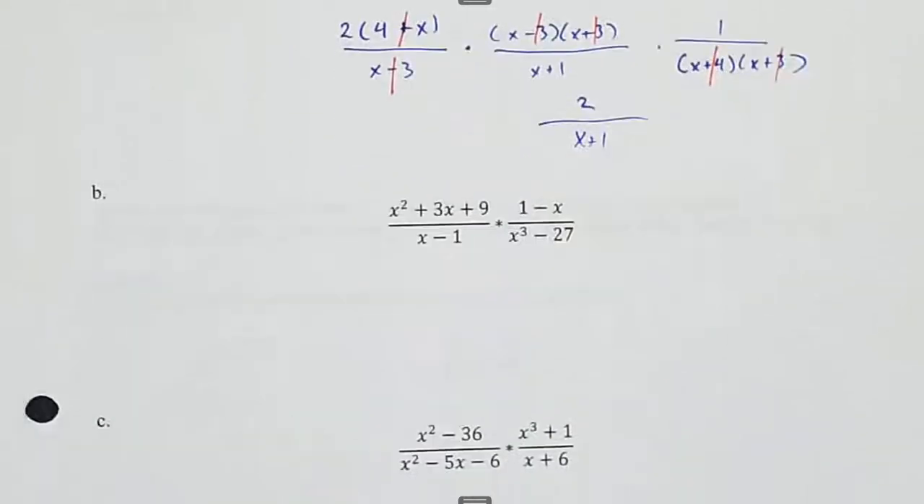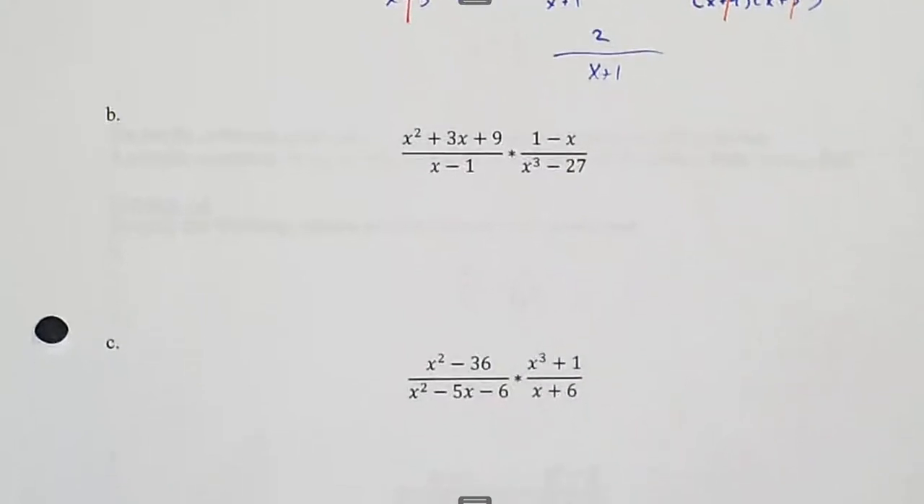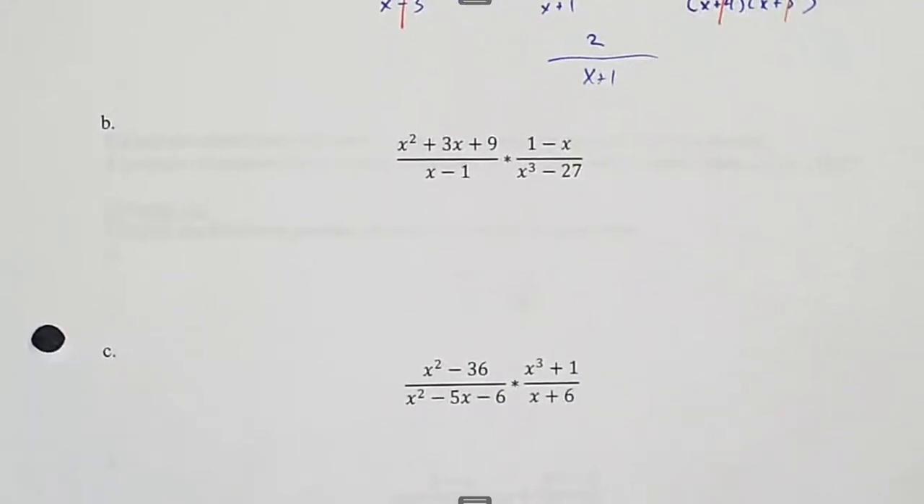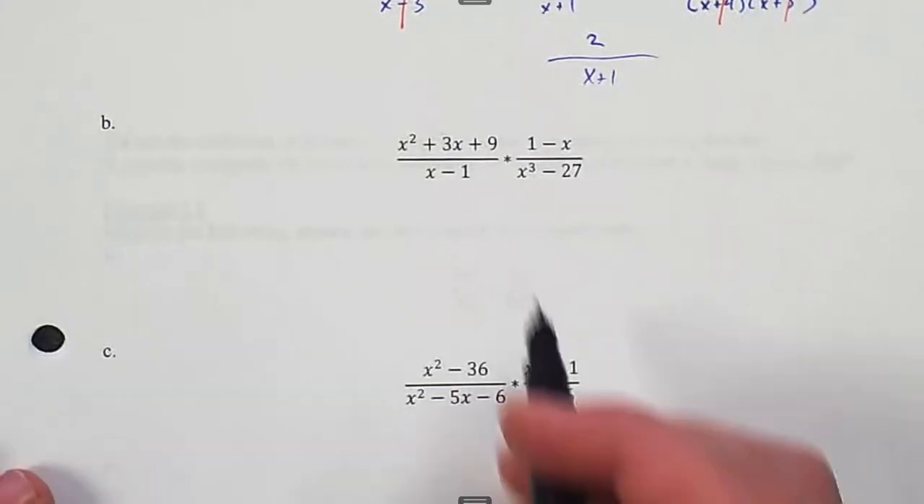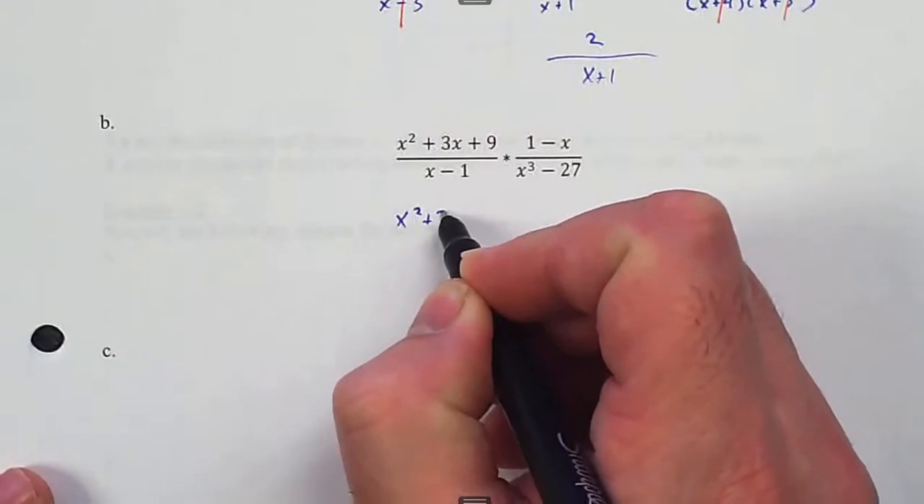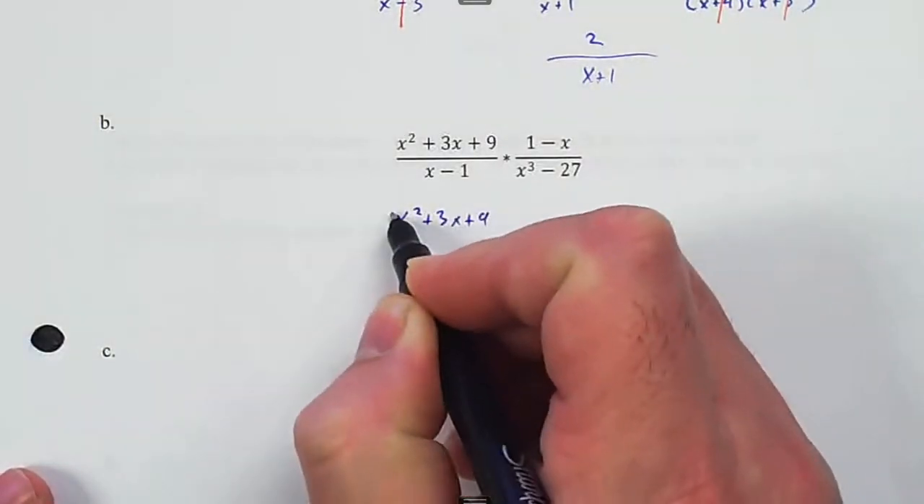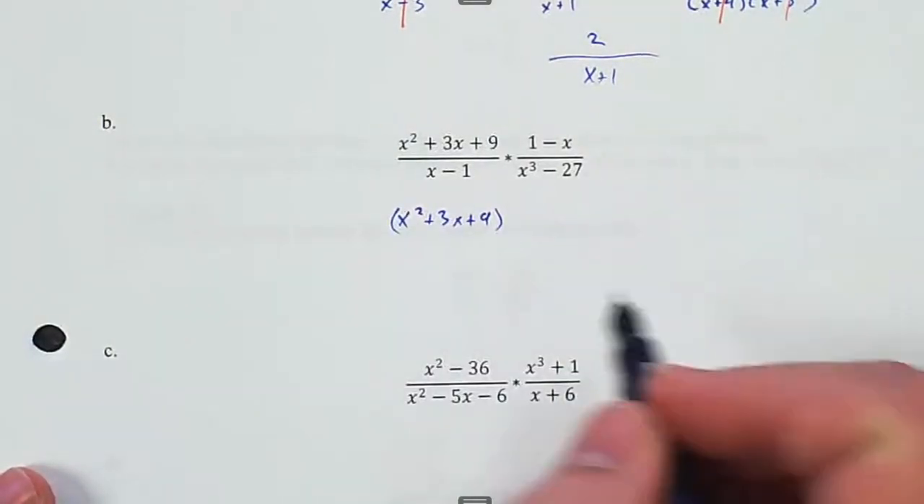All right, on letter B, x squared plus 3x plus 9 actually doesn't factor. There's nothing that multiplies to 9 and adds to 3. We got 1 and 9, that adds to 10. 3 and 3 adds to 6. So we'll just leave that alone and think of that as like one big factor, if you will.